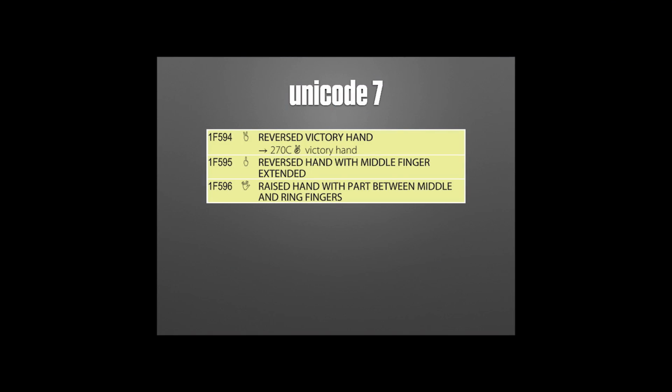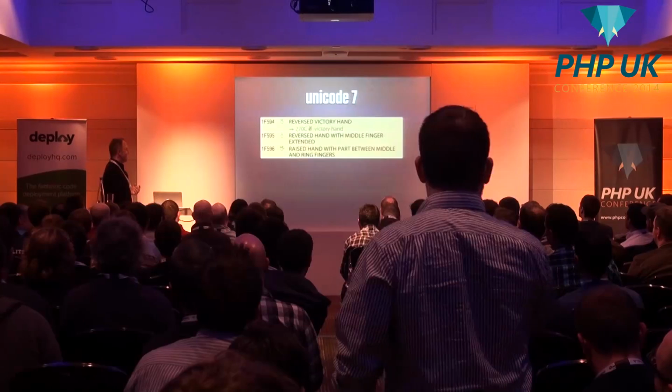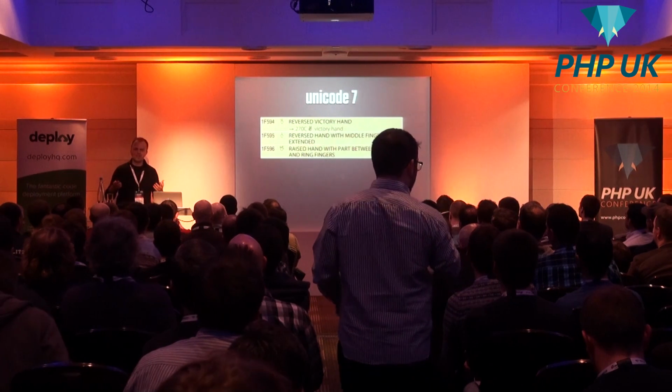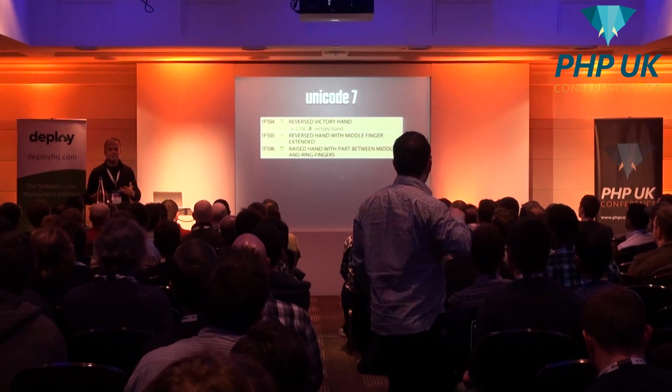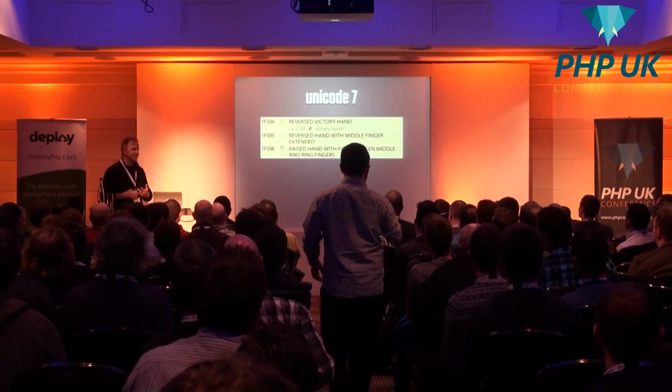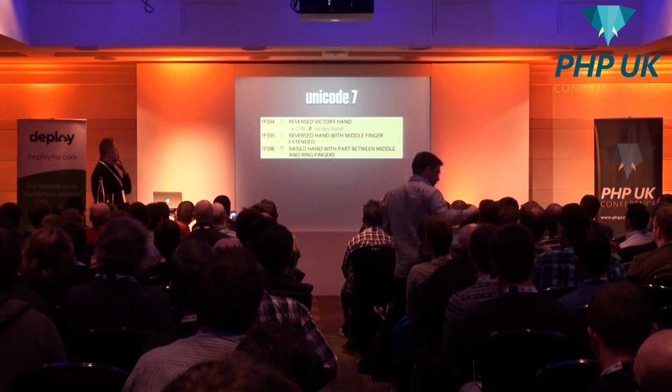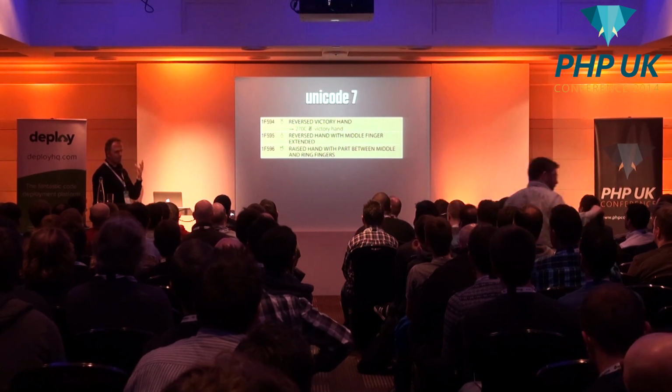Good news, everyone. Unicode 7 was released recently. In case you didn't know, there's a whole lot of new characters that have been added. My favorite 3 are these. I just want to see when the committee sits down and they try to come up with names for these. Like, oh, Vulcan. Raised hand with part between middle and ring fingers.